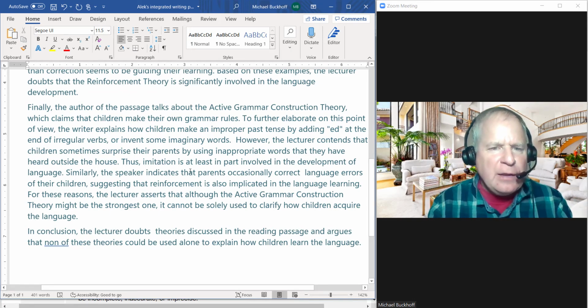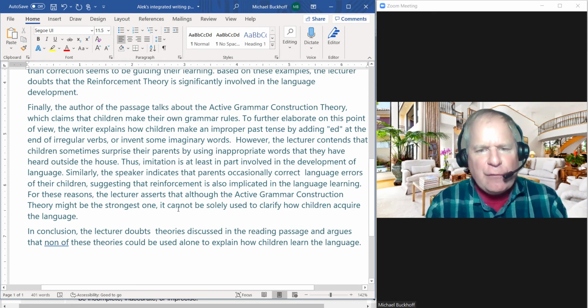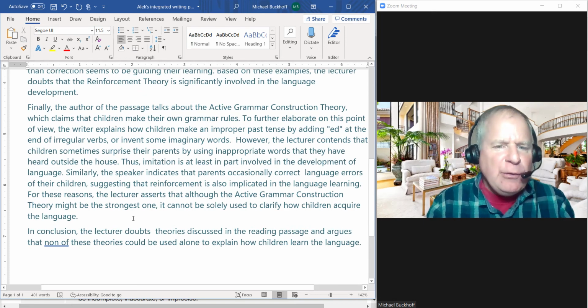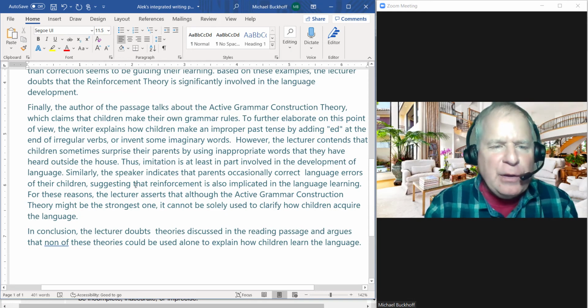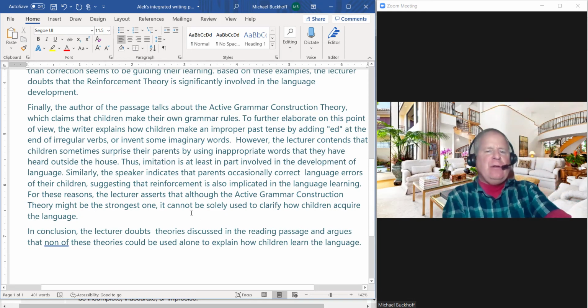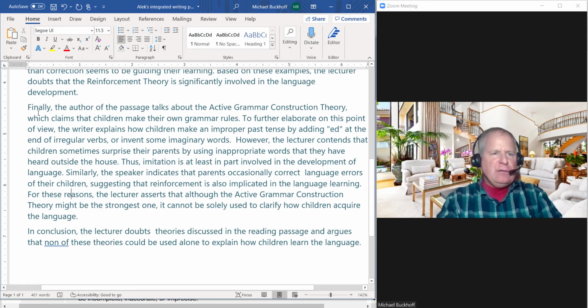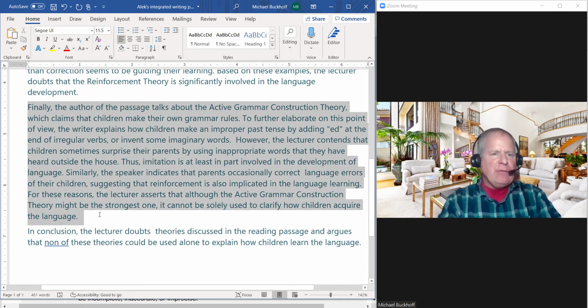The speaker indicates that parents occasionally correct language errors of their children, suggesting that reinforcement is also implicated in the language learning. For these reasons, the lecturer asserts that although the active grammar construction theory might be the strongest one, it cannot be solely used to clarify how children acquire the language. Wow, did you put it all together there? What analysis that was. That's impressive. Yeah, this skyrockets your writing right here.